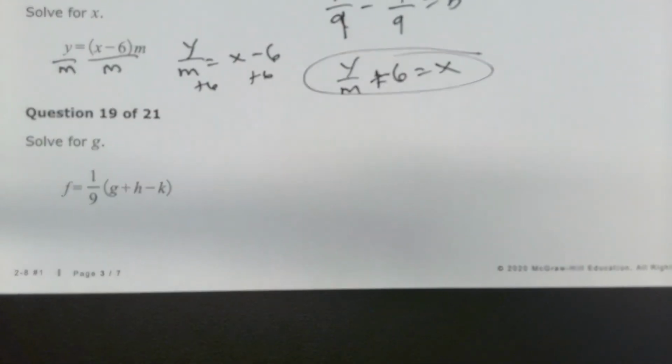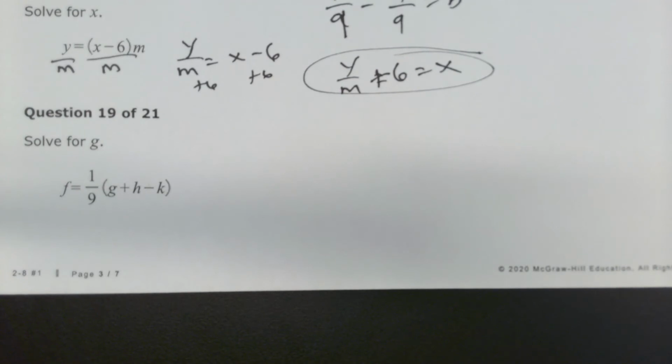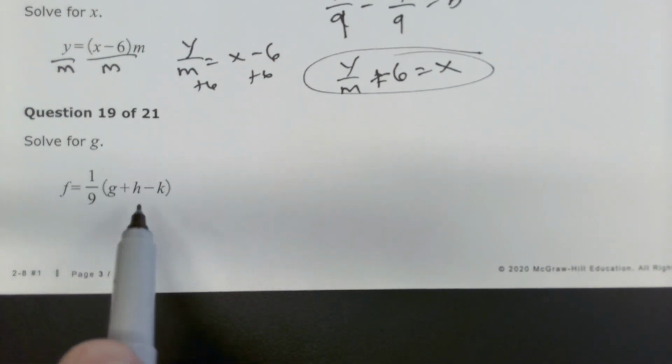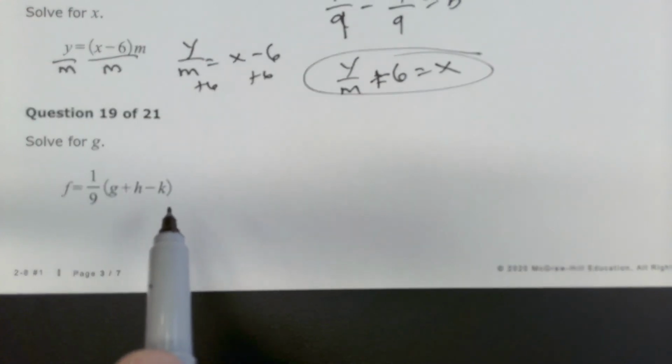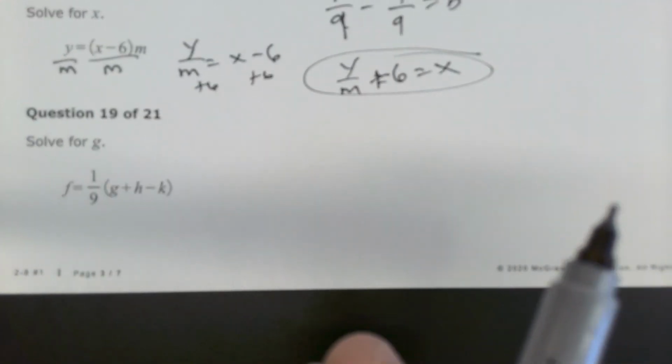Are we going to want to distribute? No, do not distribute, especially here. That's a nightmare. You're going to distribute 1/9, and you're going to have 1/9 g, 1/9 h, and negative 1/9 k. No, we don't want that. What do we want to do first?